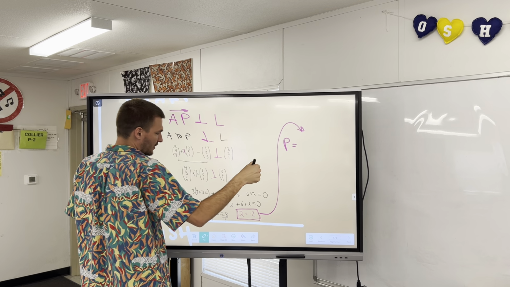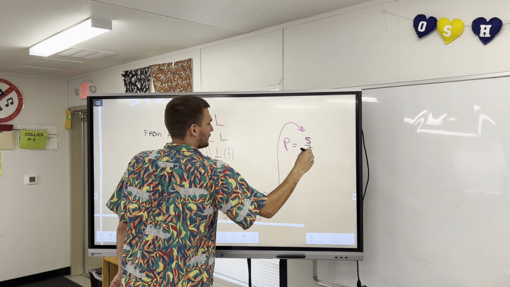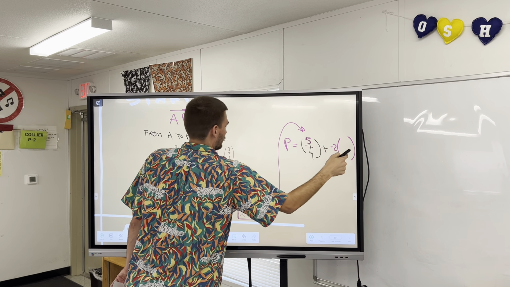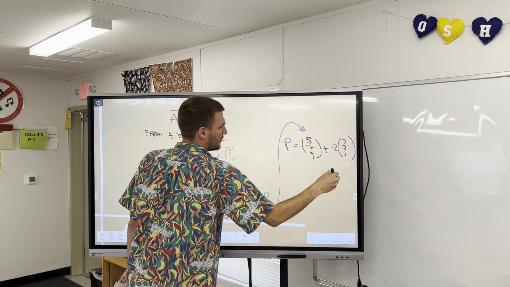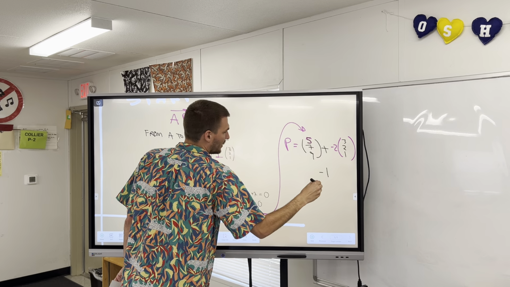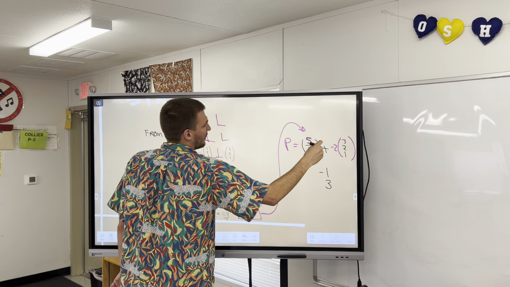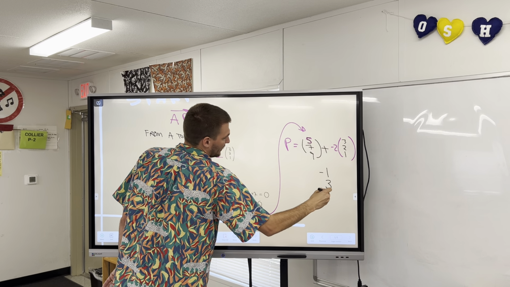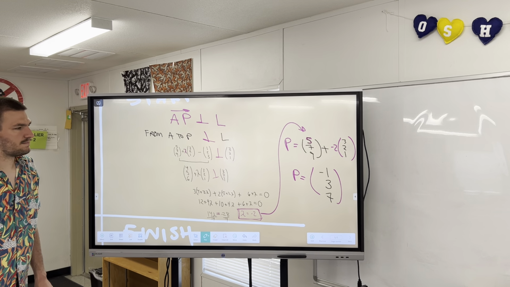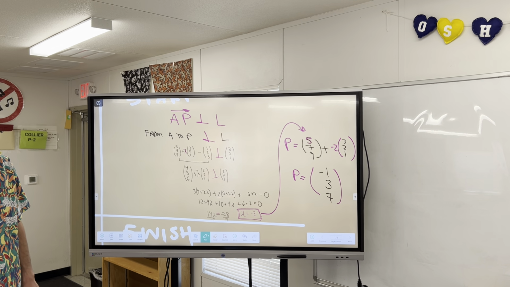P is equal to L, which is 5, 7, 9 plus lambda, which is -2, and then 3, 2, 1. I'll do it: 5 plus -2 times 3, 5 plus -6 is -1. 7 plus -2 times 2, 7 minus 4 is 3, and 9 plus -2 times 1, 9 minus 2 is 7. Here it is. This is P's position vector. There is point P. It's finally showed up.